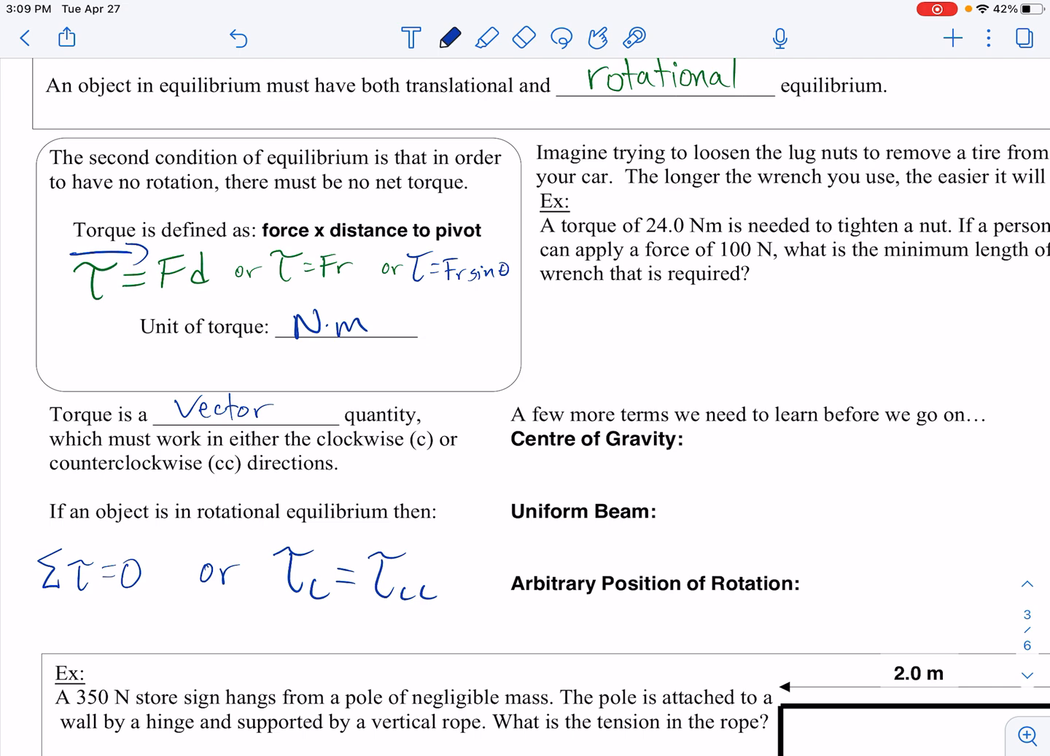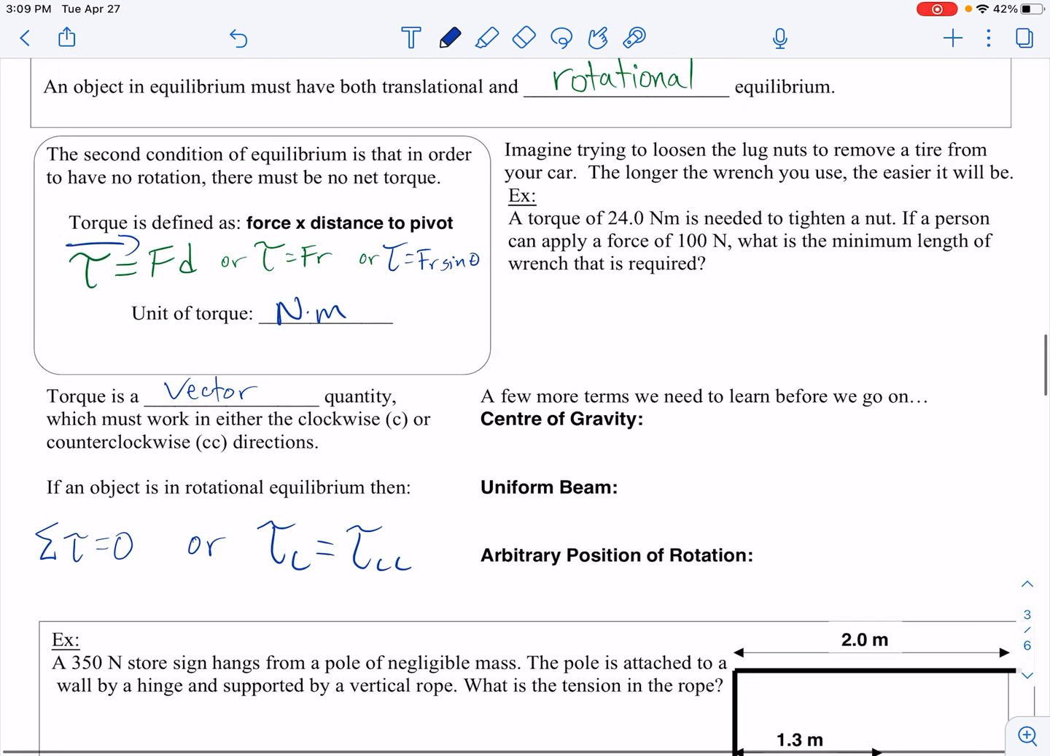As we go through a few of these problems, you'll see me using tau equals F R, remembering that R is just your distance, specifically the distance from your force to the pivot. So let's take this example problem. Again, you can pause to work it out on your own first.